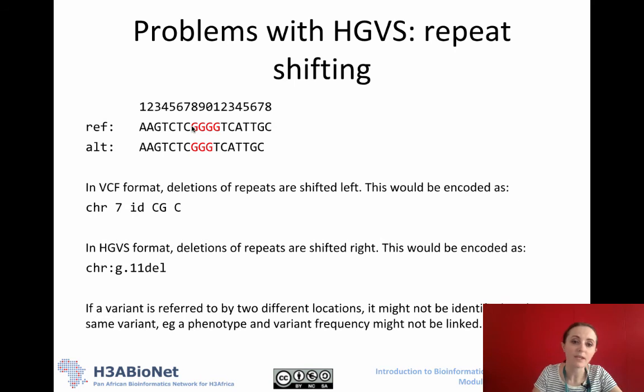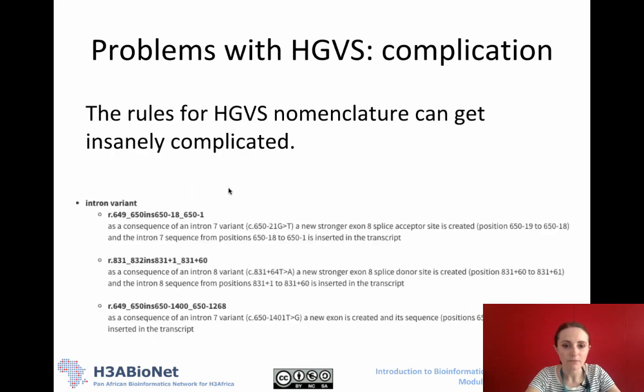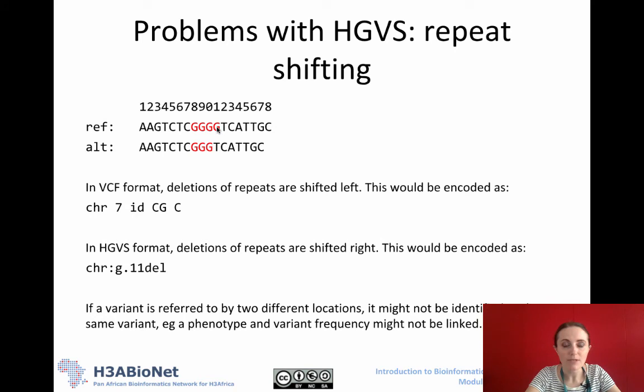So in VCF, for deletions, you actually write the base before. So you would say, right, position 7, which is the base before, is a C. So you'd say position 7 is CG, and it becomes just C. So we've deleted that G. HGVS shifts to the opposite end. So this is actually genomic HGVS. So you would say the chromosome number and then G, and we would say that this G, position 11, was the one that was deleted.